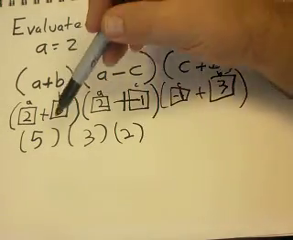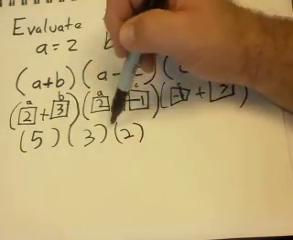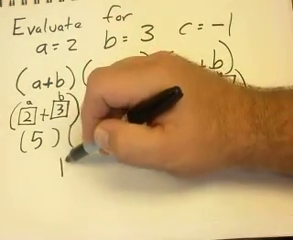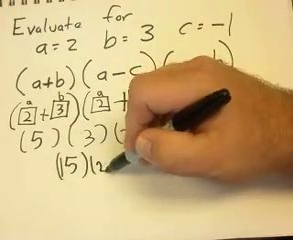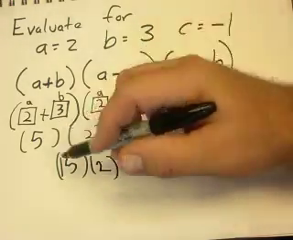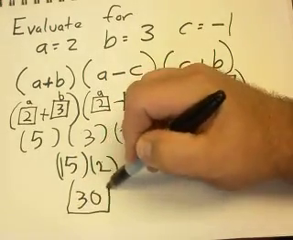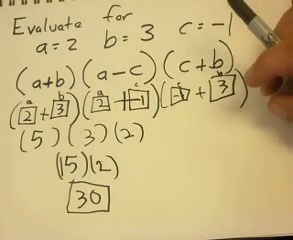Now all that's left to do is the multiplication, because everything inside the parentheses has been done, and the parentheses right next to each other tells us to multiply. So 5 times 3 is 15, so I can put that in parentheses, and I've got over here 2 in parentheses. So now I'm at 2 times 15. 2 times 15 is 30. There's nothing left to do, so 30 is our answer. So the value of this for those numbers is 30.